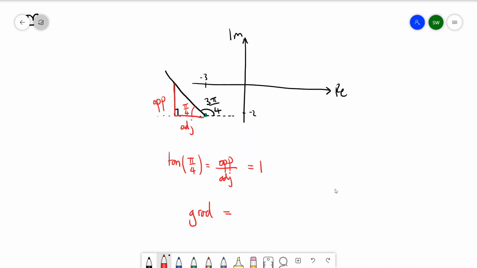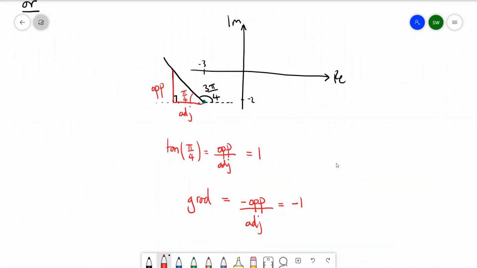The gradient of this line, the change in y is going to be minus the opposite side length because it's going down, and divided by the adjacent. So the gradient is actually going to be equal to minus opposite divided by adjacent, so minus 1. Okay, and then we can just use the fact that it goes through this point with coordinate minus 3, minus 2, and we'd get the same answer that we got before.